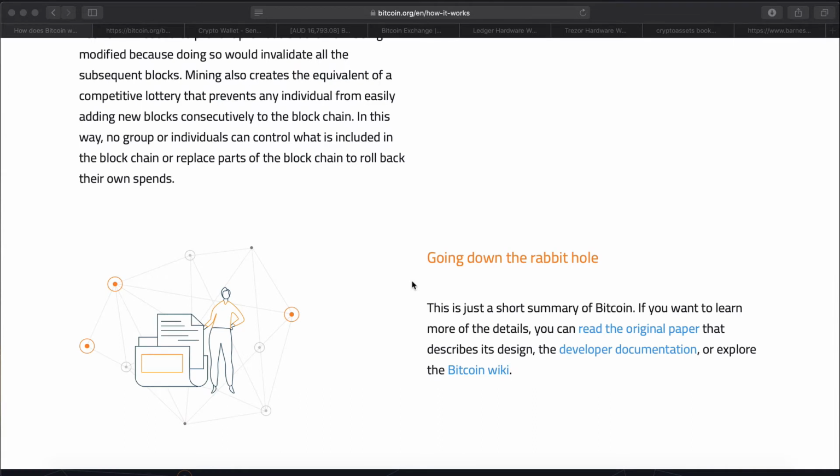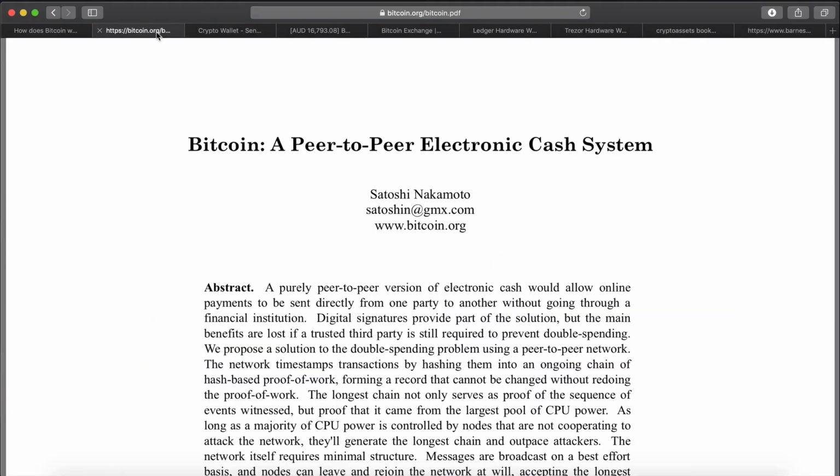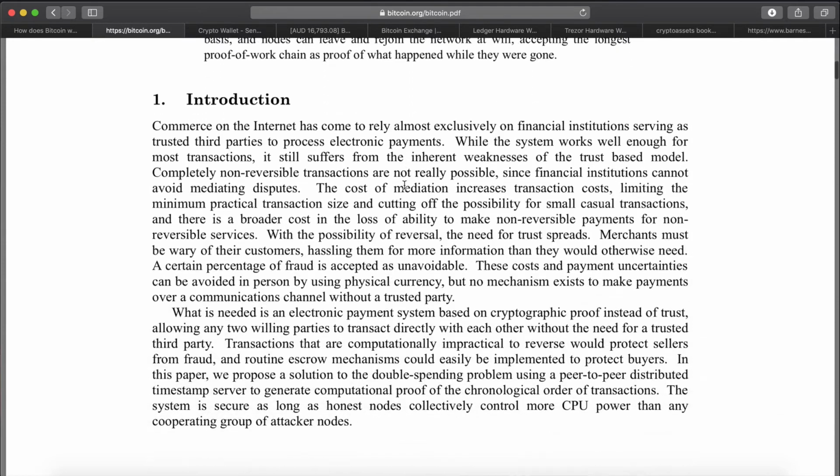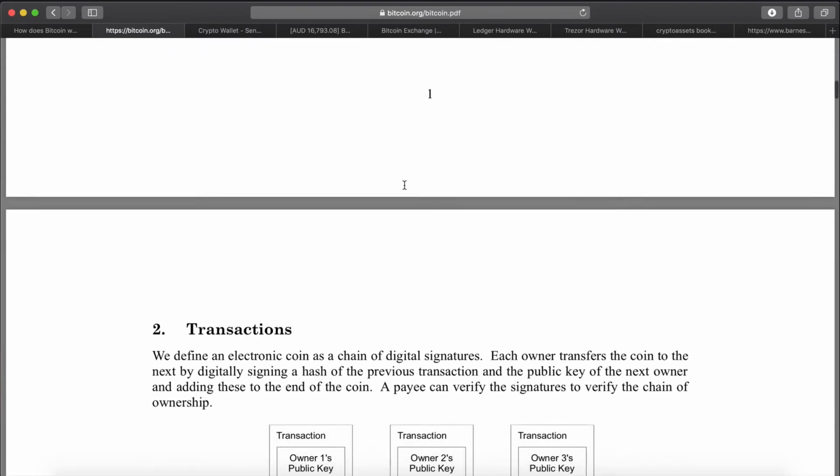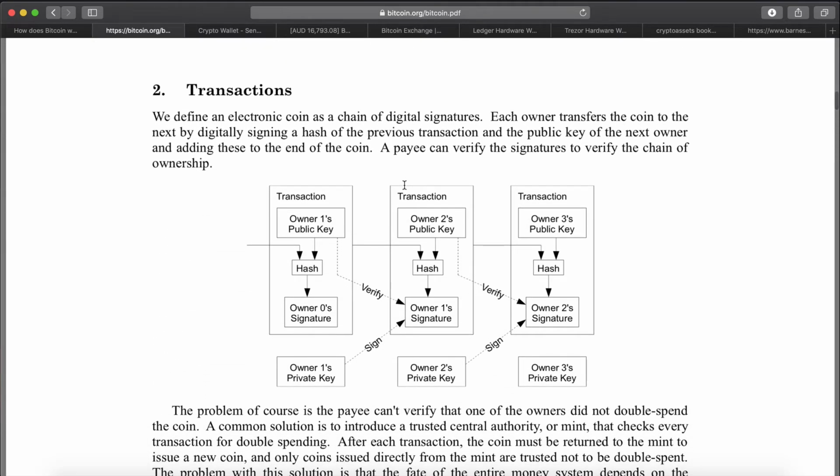There is additional information on the bitcoin.org website. You can actually read the original white paper, Satoshi Nakamoto's white paper, and that's here. It gives you the whole Bitcoin blockchain laid out as he saw it. It's a really fascinating read if you want to go to a higher level.